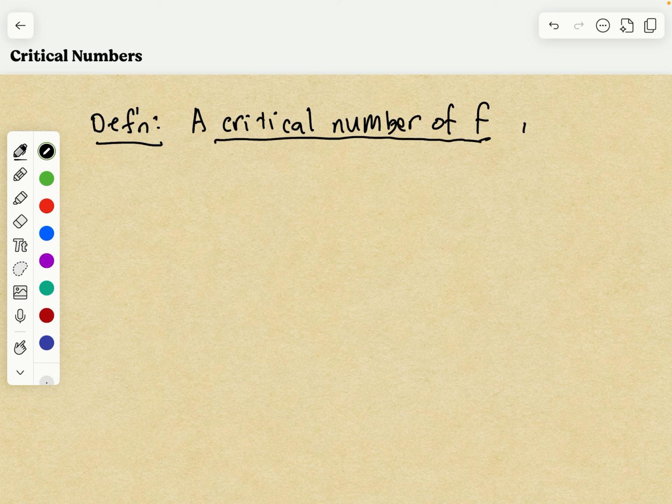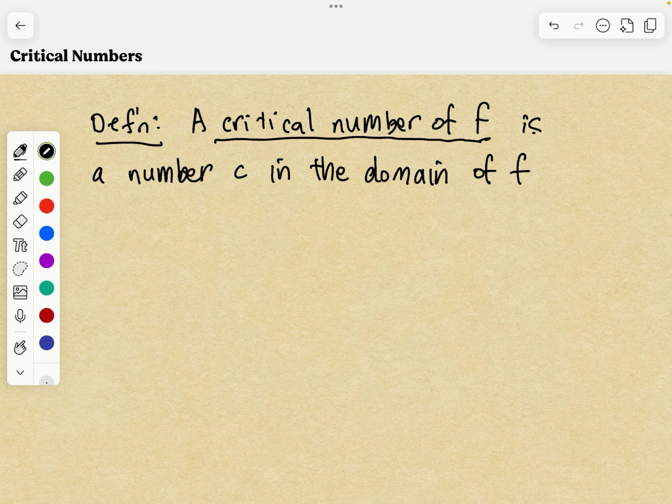So let's first make it clear what a critical number even is. Let's say that you have a function f, okay? A critical number of f is a number c in the domain of the function. So it has to be in the domain of the function such that either f prime of c is 0.